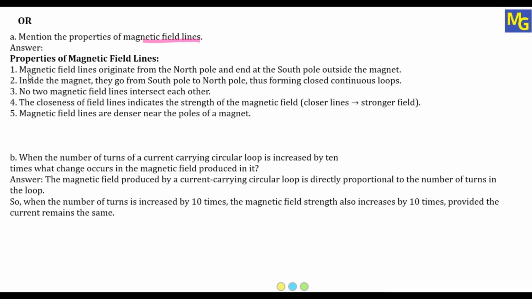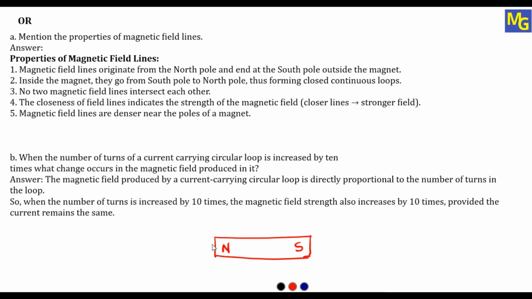So see, first property, magnetic field lines originate from the North Pole and end at the South Pole outside the magnet. So whatever magnetic field lines are formed around the magnet, those all will originate from the north and end at the south, and that is outside the magnet. This you have to remember. Let me show you with the help of a diagram. So this is the bar magnet. Then here I'll write north and here I'll write south.